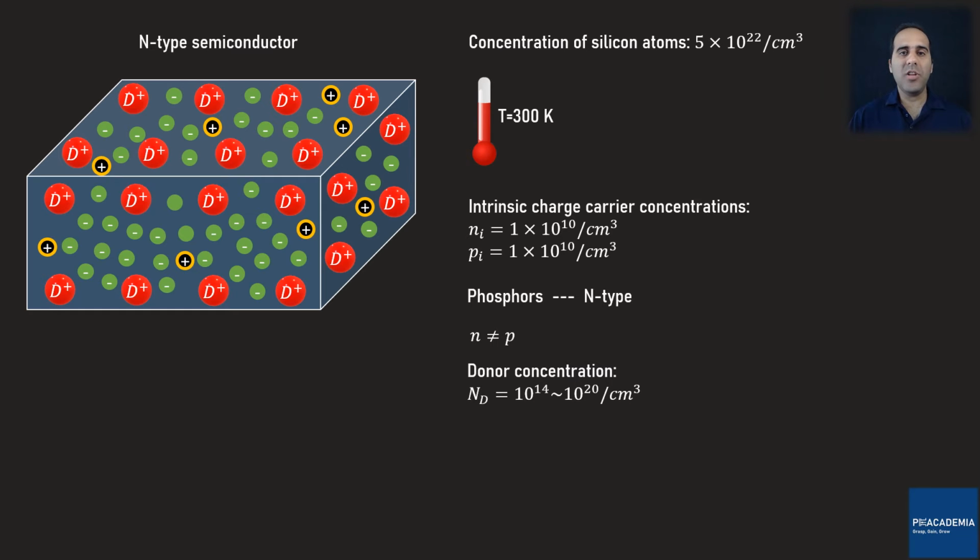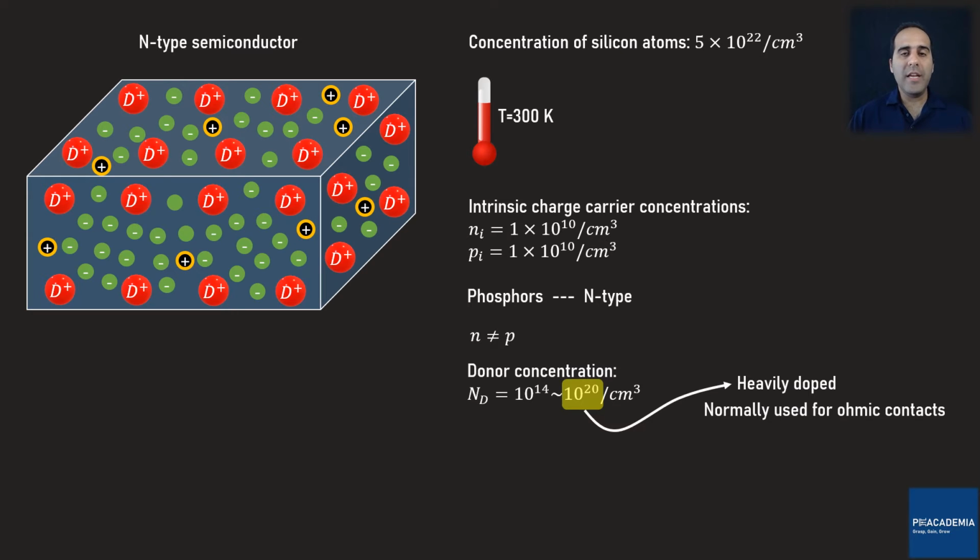In the case that the donor concentration is close to the higher end of the spectrum, 10 to the power of 20, we say the semiconductor is heavily doped. We usually use the heavily doped semiconductors for ohmic contacts. If the ionization energy is not that big, we could say that all the donor atoms donate 1 free electron at room temperature. Even if we take the lower end of the donor concentration, 10 to the power of 14, this number is much larger than Ni.